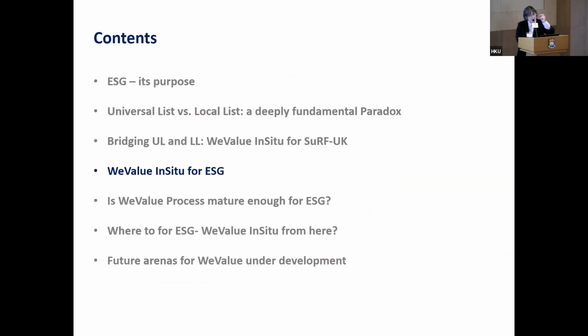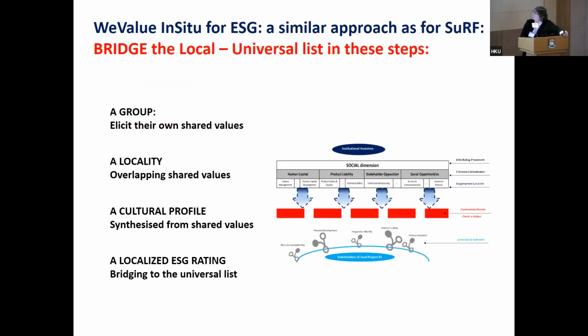So what does this mean for ESG? What's this got to do with ESG? Well, it's kind of similar in some ways. The biggest challenge is to bridge this local universal list. And we do it in these steps. We talk about how can we get WeValue to help us understand. So here's the gap. We're trying to bridge this terrible red gap. We're trying to put a bridge across it, okay? Here's the universal, and here's the local people's values, and we're trying to bridge it.